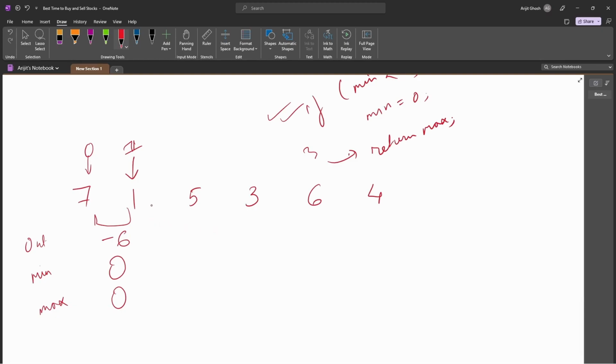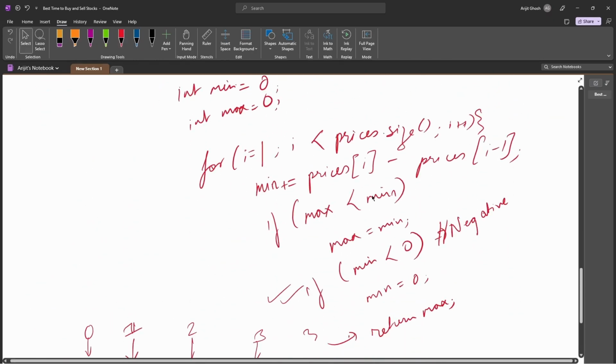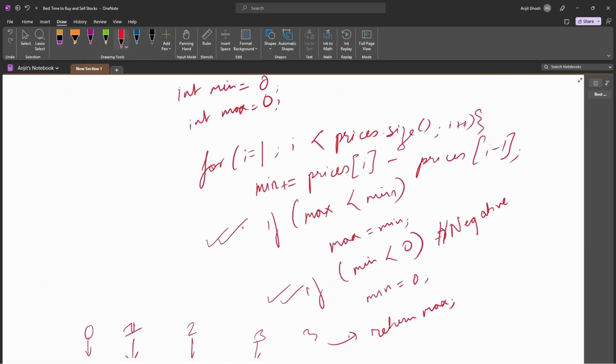Now, our pointer is at index 2, and we find the difference between 5 and 1, which is 4, and we store 4 in min and 4 in max. We go to index 3, which is 3. Now we get the difference between 3 and 5 as -2. Now the min comes back to 2 and the max is still 4. If and only if max is smaller than min, the max would take the value of min, otherwise it would not.